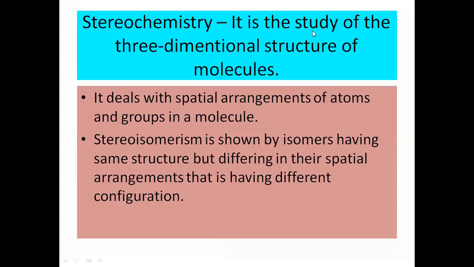Stereochemistry. It is the study of the three-dimensional structure of molecules, and it deals with the spatial arrangement of atoms and the groups in a molecule. So there is a term, stereoisomerism. Stereoisomerism is shown by the isomers having the same structure, but they differ in their spatial arrangement, that is, having different configurations.